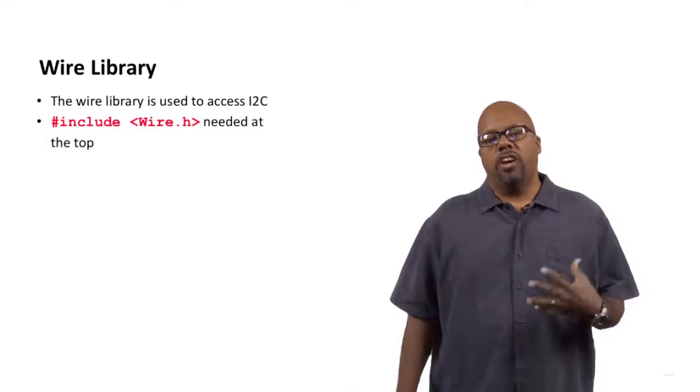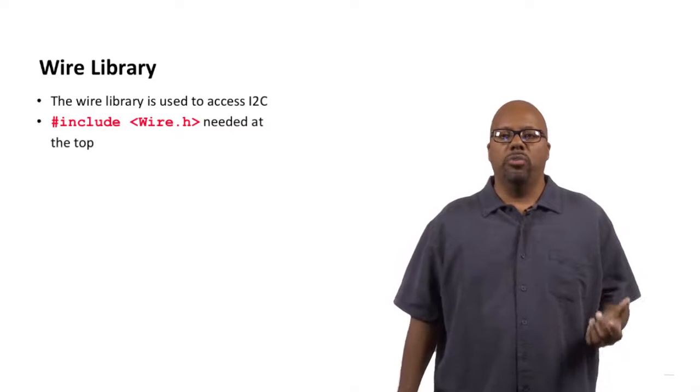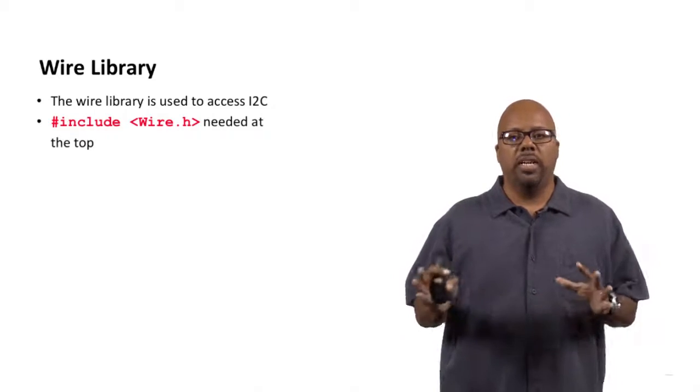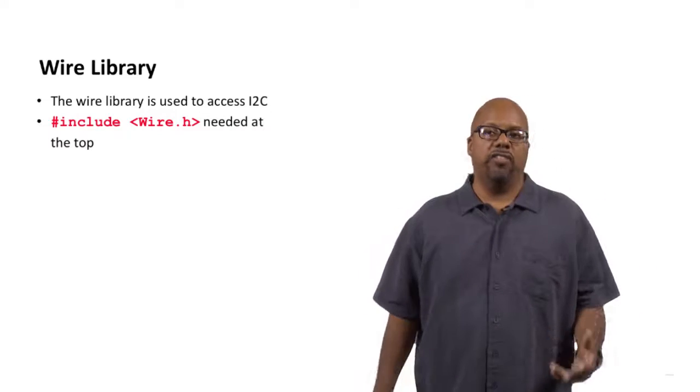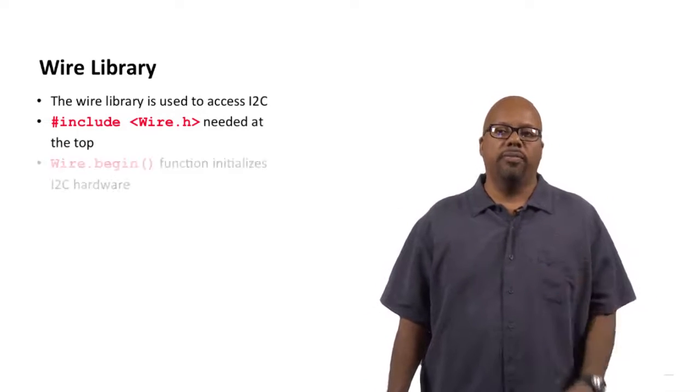So first, to start off using the library, like with all libraries, you have to start off with a hashtag include, with the appropriate include. In this case, it's Wire.h. That's the header file. You put that at the top of your file.